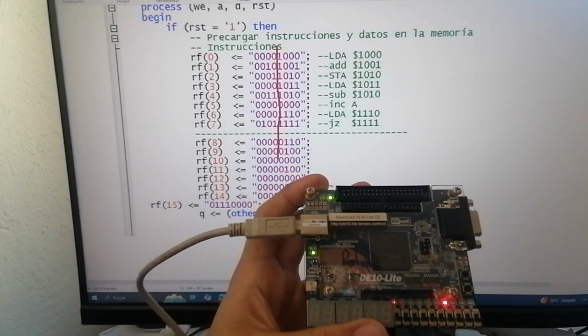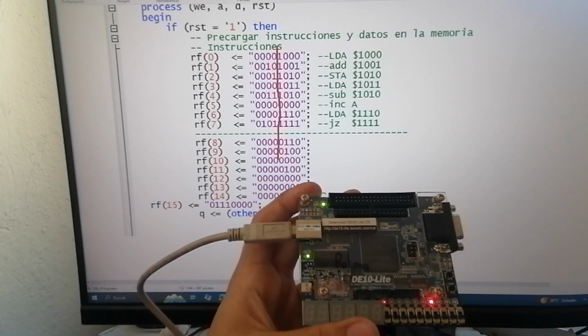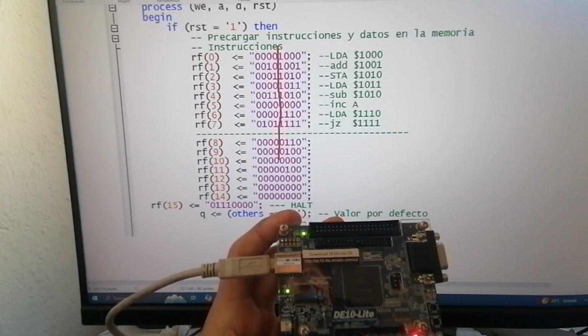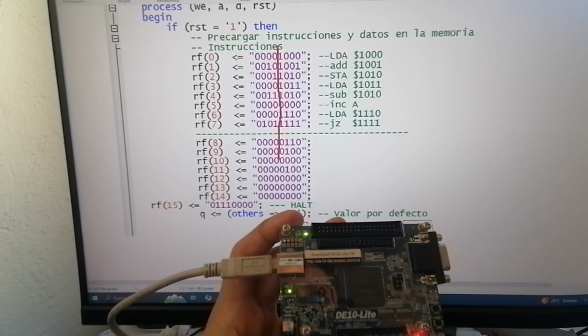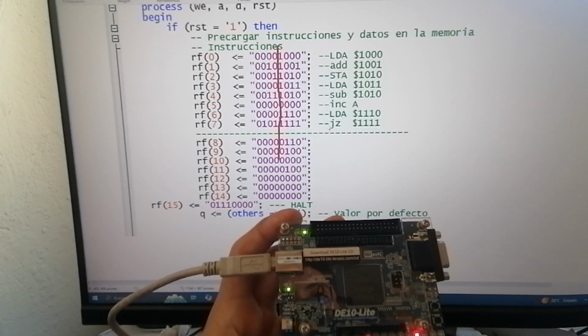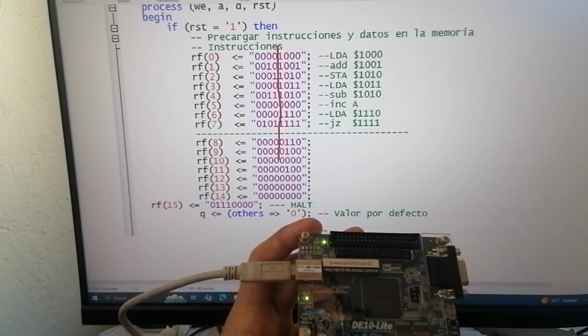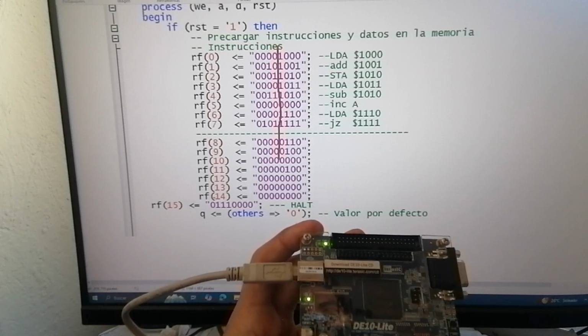For the last instruction, we're going to load the accumulator with the address number 14. It's going to be a 0. So we're going to make the instruction of jump if accumulator is 0. So we're going to jump to the last instruction, which is going to be the last part of the memory.